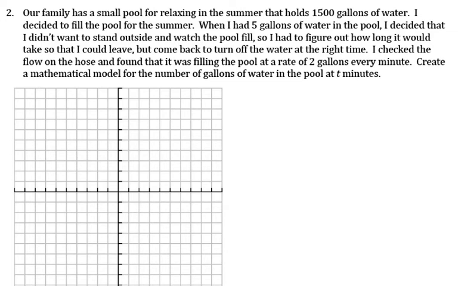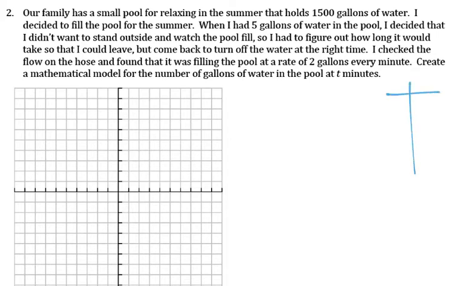Our family has a small pool for relaxing in the summer that holds 1,500 gallons of water. I decided to fill the pool for the summer. When I had 5 gallons of water in the pool, I decided that I didn't want to stand outside and watch the pool fill, so I had to figure out how long it would take so that I could leave, but come back to turn off the water at the right time. I checked the flow on the hose and found that it was filling the pool at a rate of 2 gallons every minute. Create a mathematical model for the number of gallons of water in a pool at t minutes.